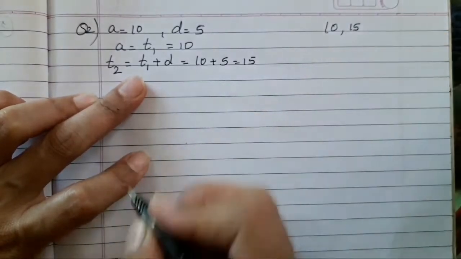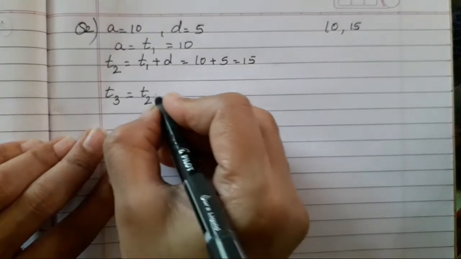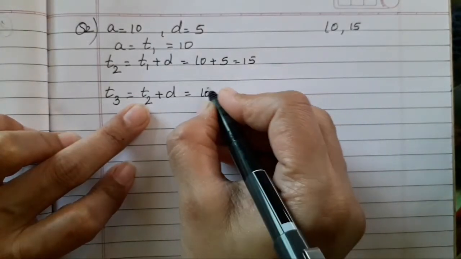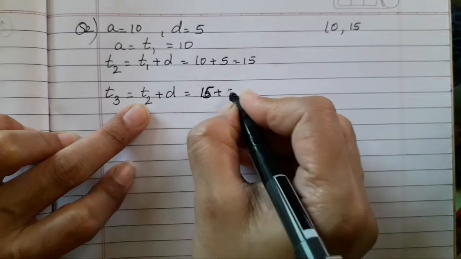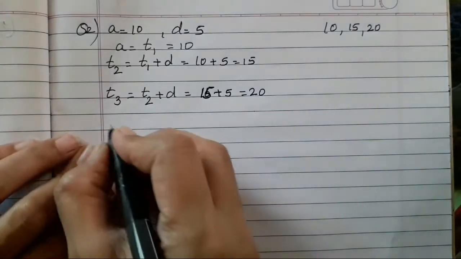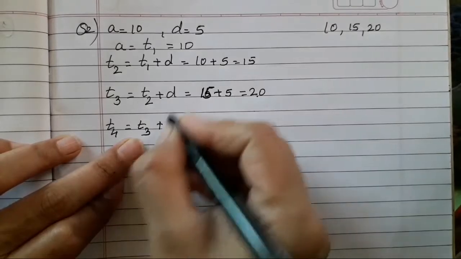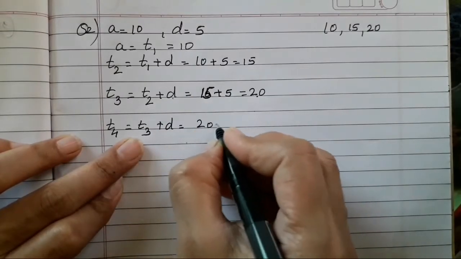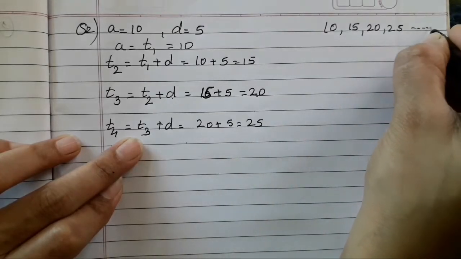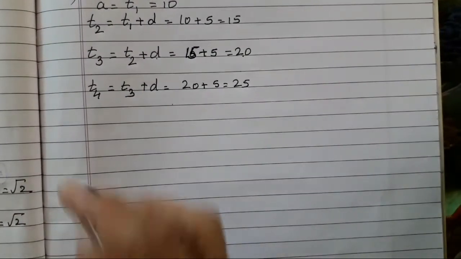So the second term is 15. Same for the third term. T3 is T2 plus D. So T2 is how much? 15 plus 5, which is 20. So your third term is 20. For the fourth term, T3 plus D, which is 20 plus 5, which is 25. Isn't it easy, children? And so on, you all can keep on finding the terms. Got it? Just the reverse of the first question we all have to do.